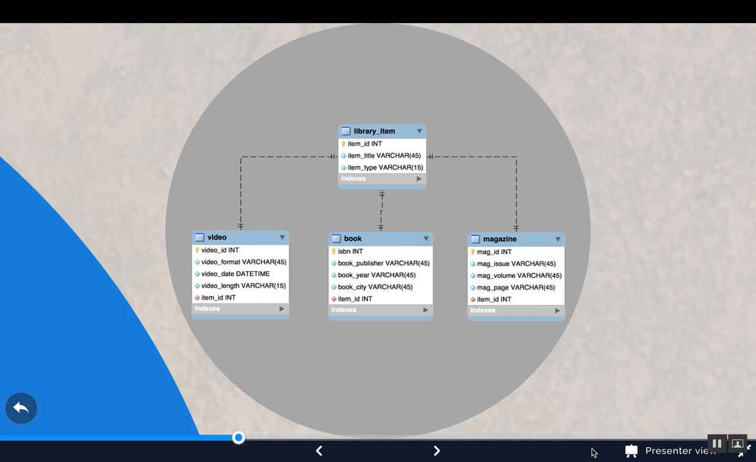Take a look at how the primary and the foreign keys are related here. The primary key of library items is item ID, and it is related as a foreign key of the other tables. Notice the red diamond. Each library item will belong to one and only one of those three categories. It will be either a video, a book, or a magazine.